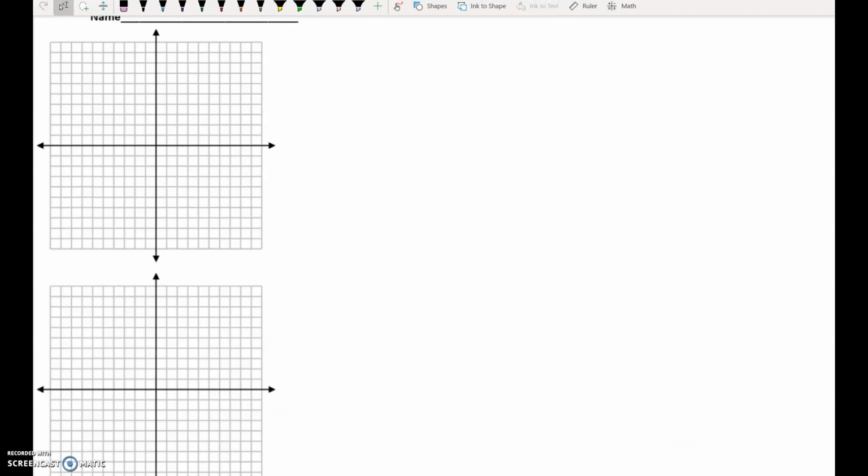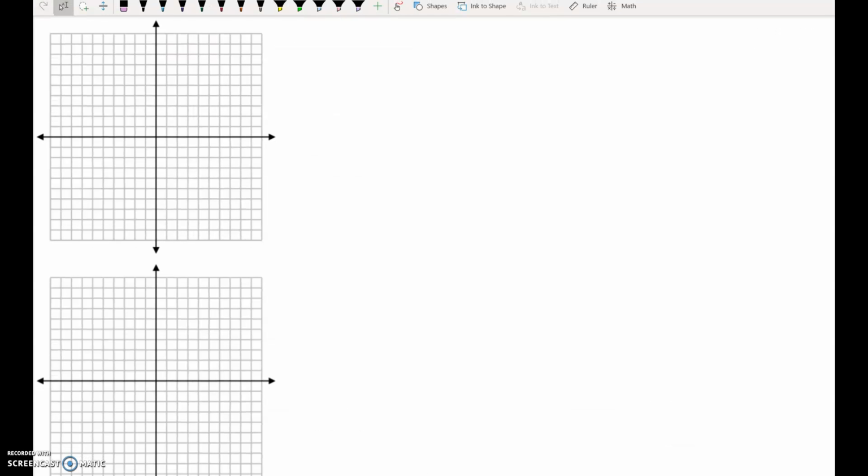Okay, this is a quick helper on how to graph. So we're going to start with something like y equals 2x plus 3. When we graph something, this is called slope-intercept form. The number with the x is our slope, and slope is rise over run. And the number that's by itself is the y-intercept.